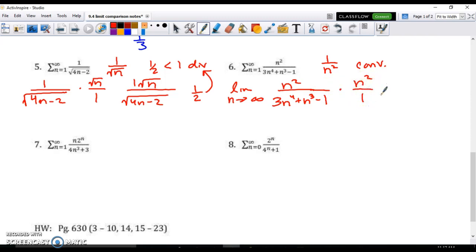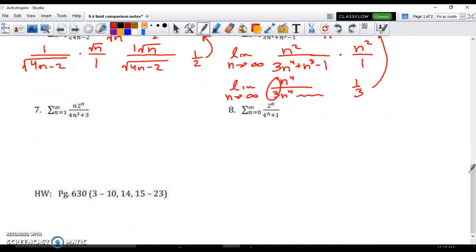And so this is really nice because it ends up giving me powers. I'm going to have n to the 4th over 3n to the 4th. I really don't care what the rest of it is. All I want to do is compare this. That would be 1/3, which is an actual non-zero number. So, yay, it converges. We don't know to what, though.